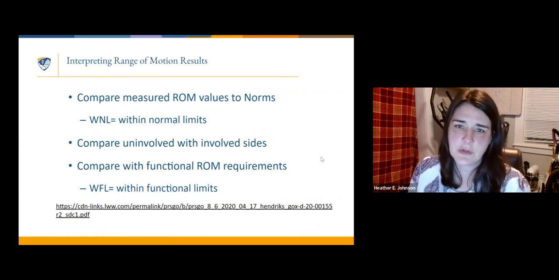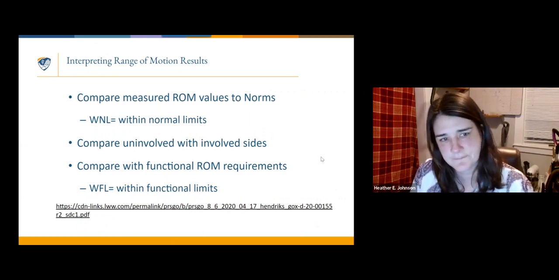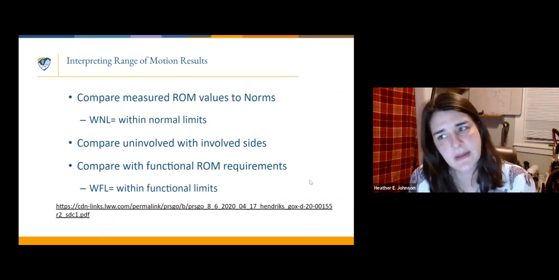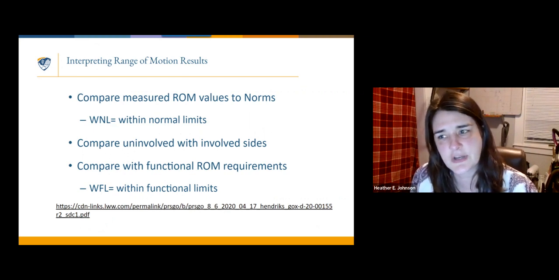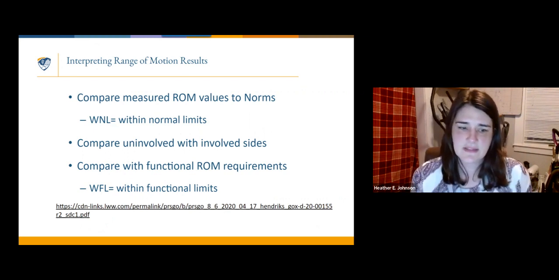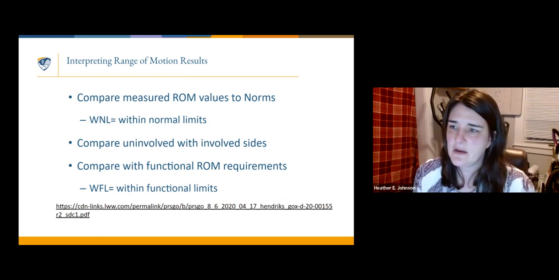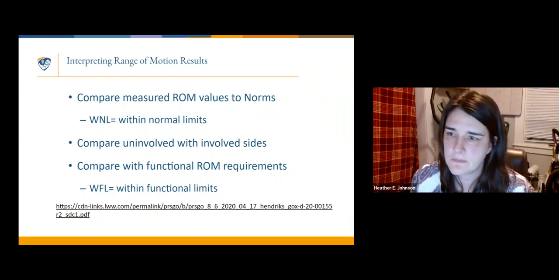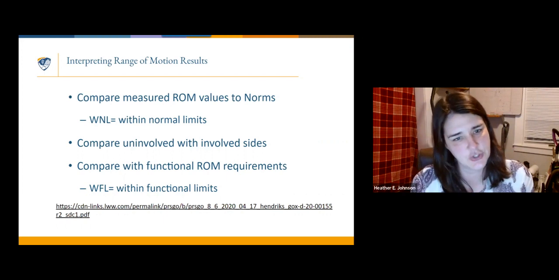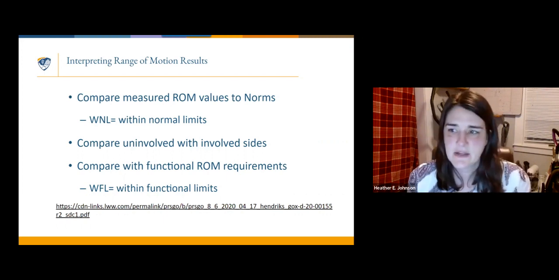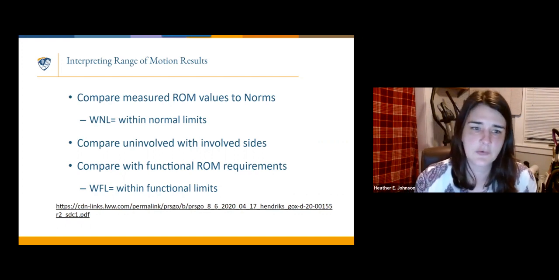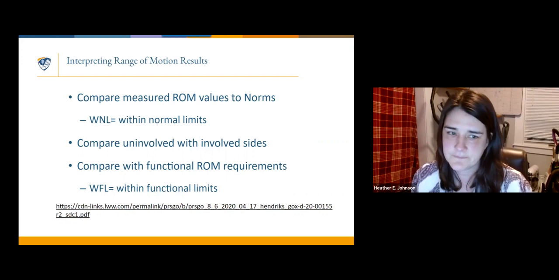The way you interpret range of motion results is through comparison. You would compare measured range of motion values to norms. So when you measured the range of motion for your own abduction, I want you to look at the CDN links that I provided on Canvas in the week 2 of your materials and resources, and see if the number you found is comparable to the norms for your age. Is it? Well, then you would have range of motion within normal limits, also abbreviated WNL.